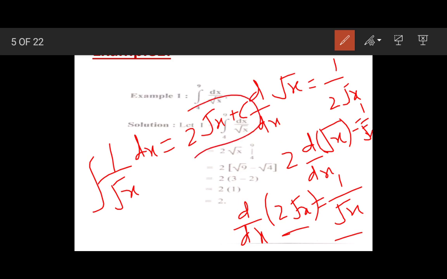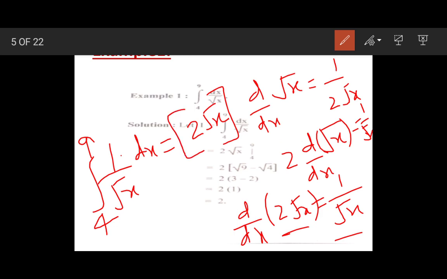But this is for an indefinite integral. Here, since the limit of integration is given, 4 to 9, we can write the integral of 1 upon root x as 2 root x only. Then we have to substitute the limits. The lower limit is 4 and the upper limit is 9.